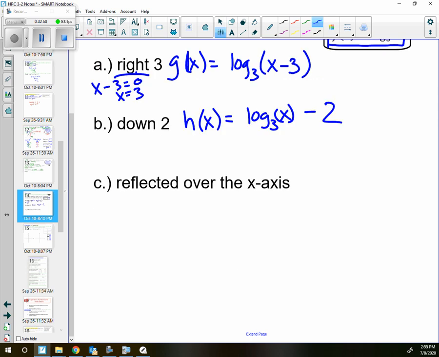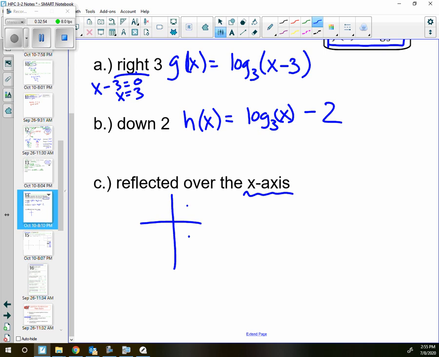All right, how would you reflect over the x-axis? So think about x-axis reflection. That means your output, or your y, changes sign. So I'll pick a different one, m of x here. That means the output, or the answer, so out front. So it would be the opposite of log base 3 of x. It would be flipped over. So instead of the values being above, they go below, and the ones below go above.